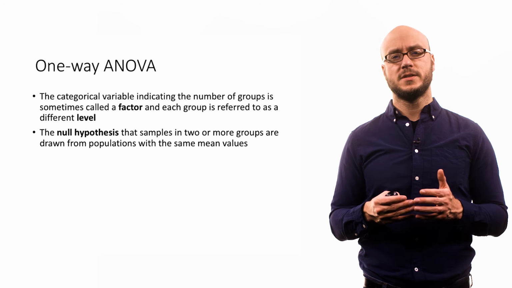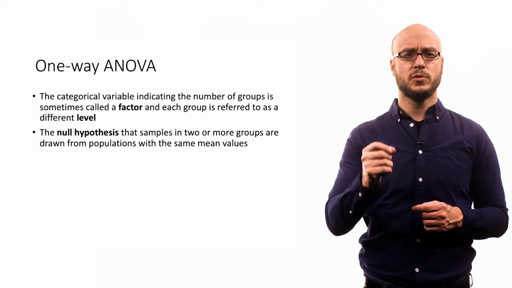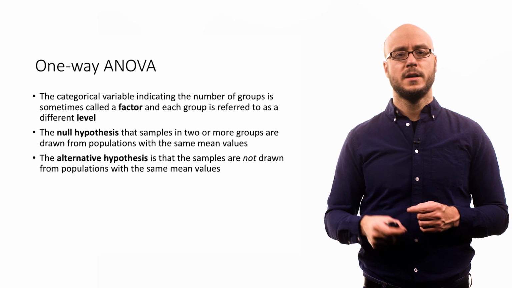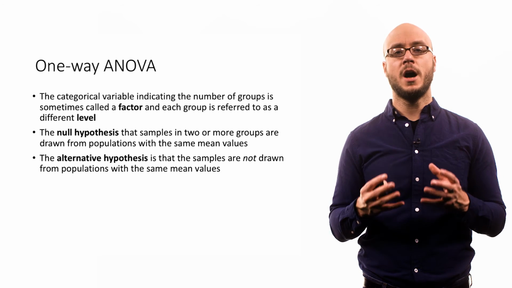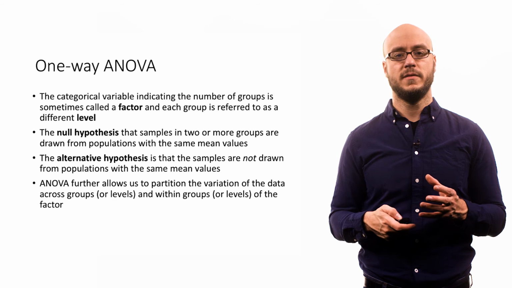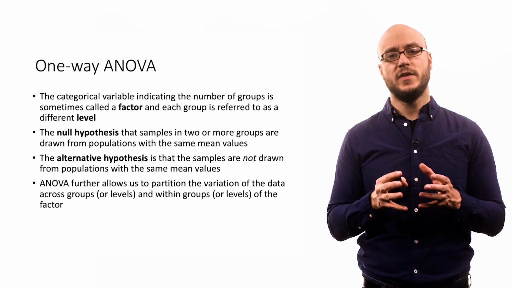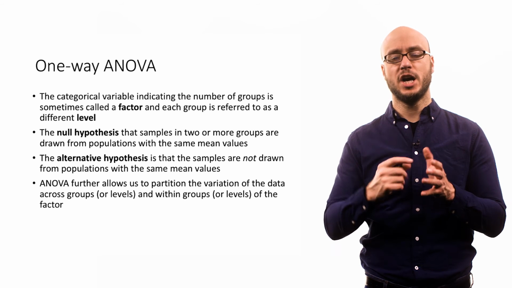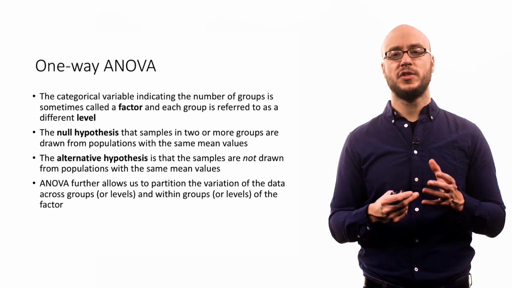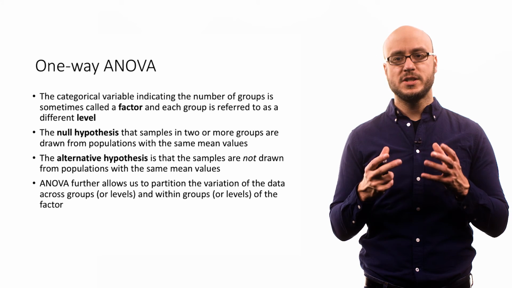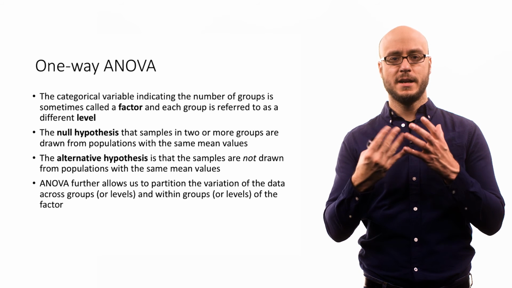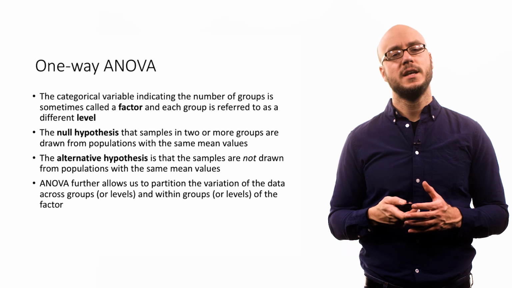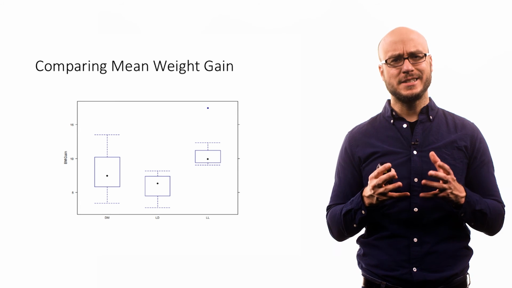The null hypothesis for one-way ANOVA is that samples in 2 or more groups are drawn from populations with the same mean values. The alternative is that the samples are not drawn from populations with the same mean values. An additional advantage of ANOVA is that it allows us to partition, or separate, the variation of the data across groups or levels and those within groups or levels of the factor. This can be very helpful to understand the sources of variability in your data.